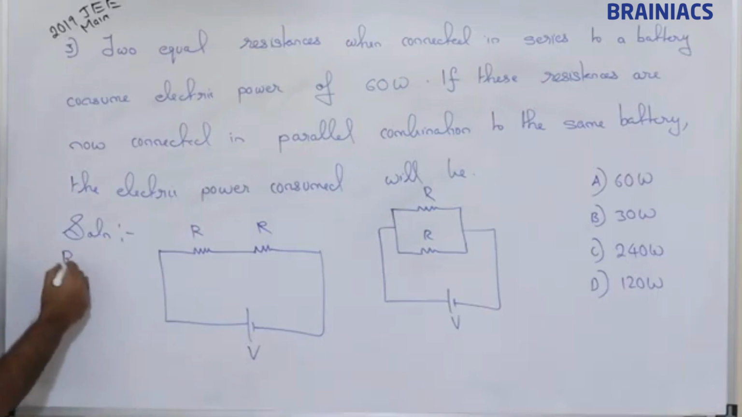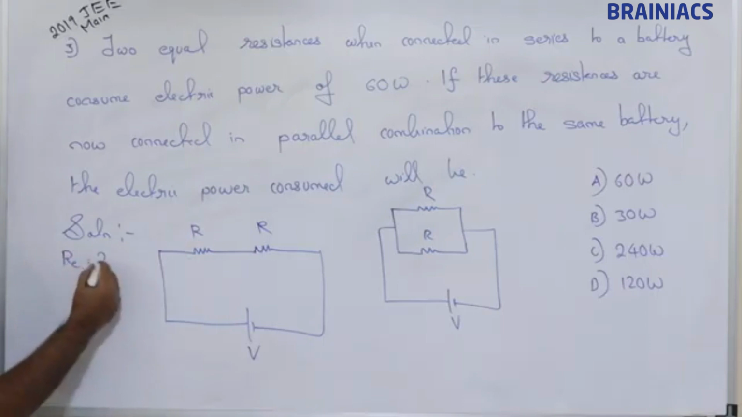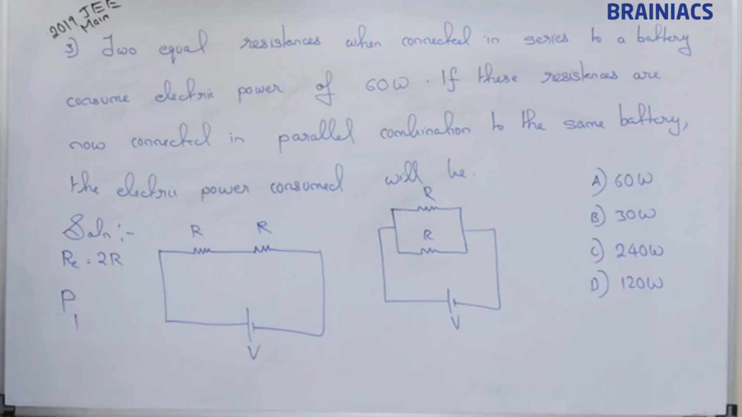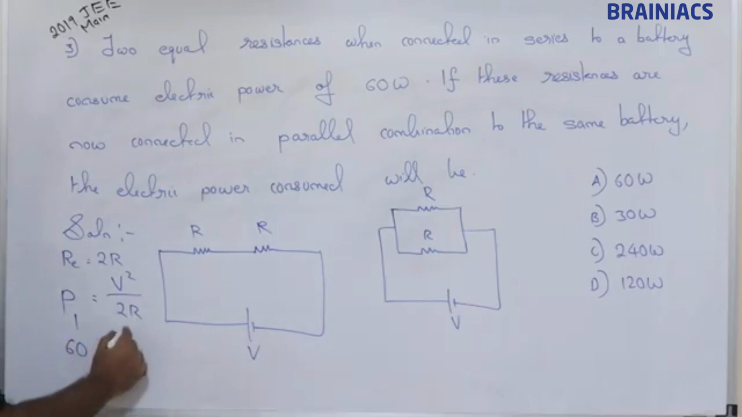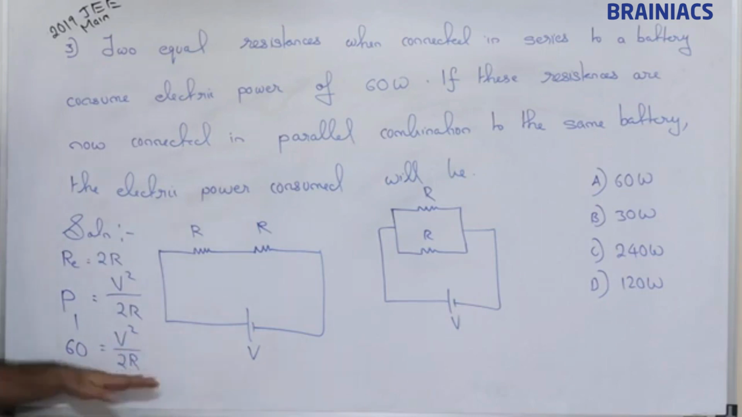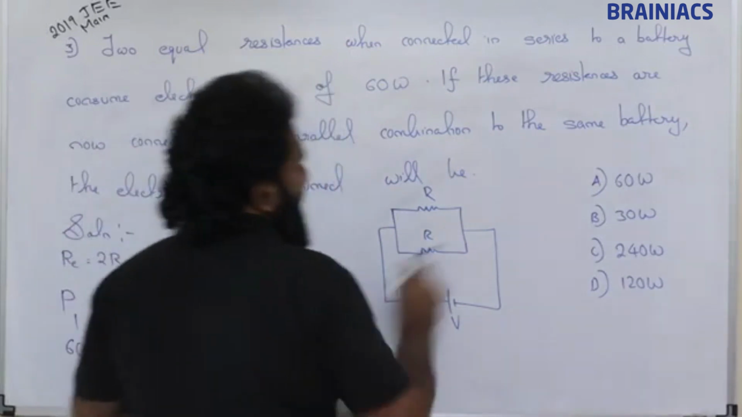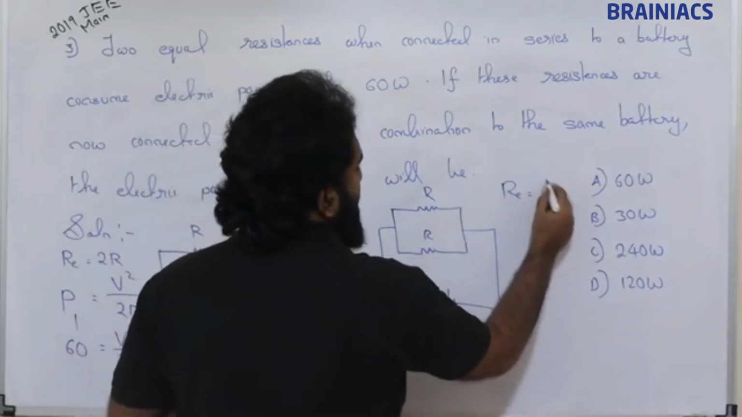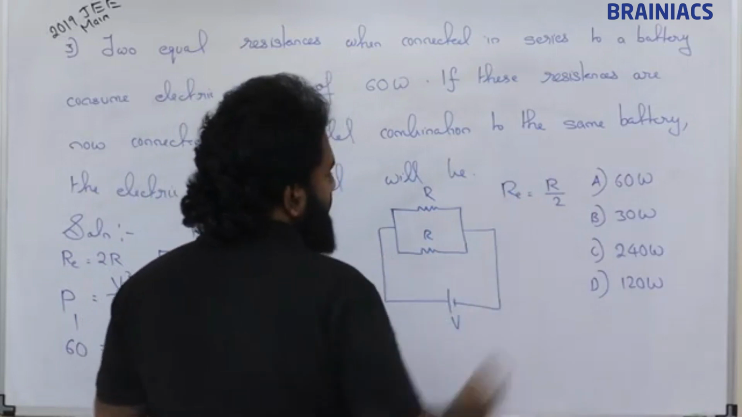In the series case, the R equivalent is nothing but 2R. So power P1 is nothing but V square by 2R. This power is already given, so we can say 60 watts is equal to V square by 2R. Is it visible? Yes.